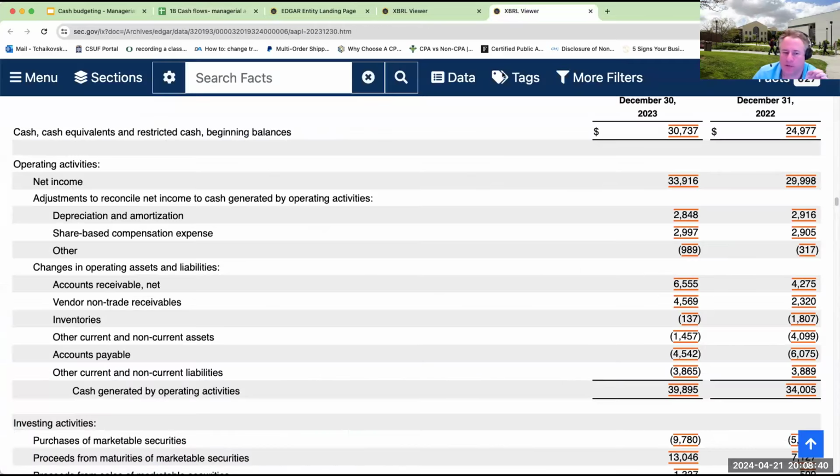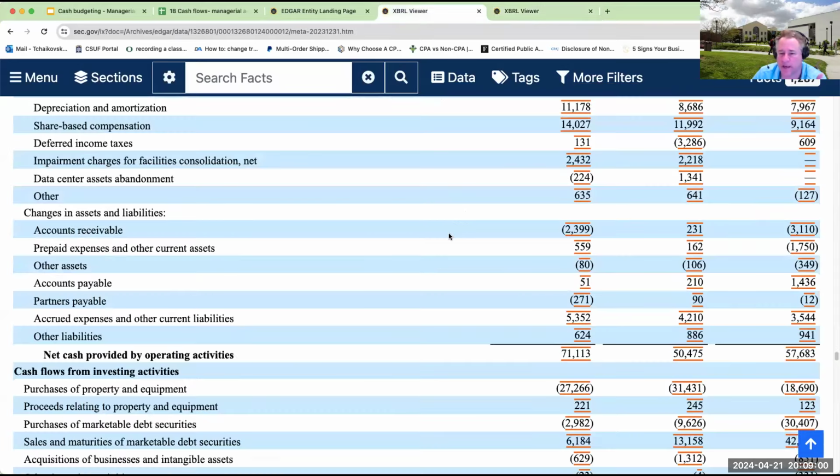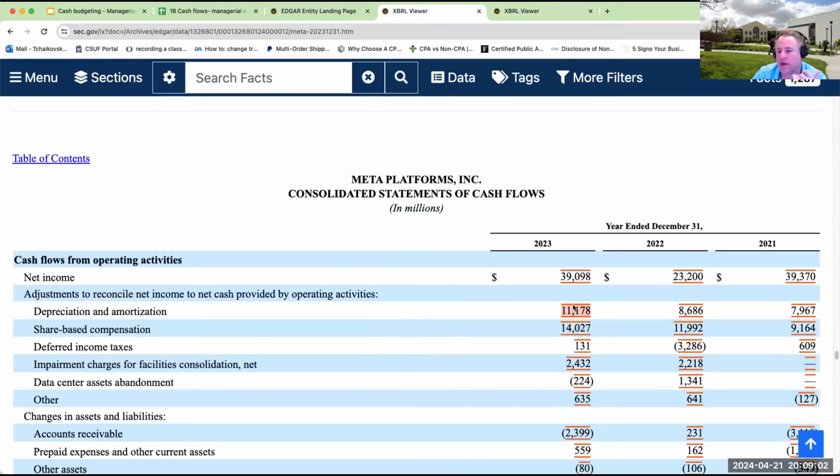Note over here, when I take a look at Apple, adjustments to reconcile net income to net cash, I'm adding back depreciation, which is for tangible assets, and amortization, which is used for intangible assets. This has no draw on cash. It's rather how we are using the items. For Meta Platforms, aka Facebook, depreciation and amortization is 11.1 billion. This is a non-cash item.